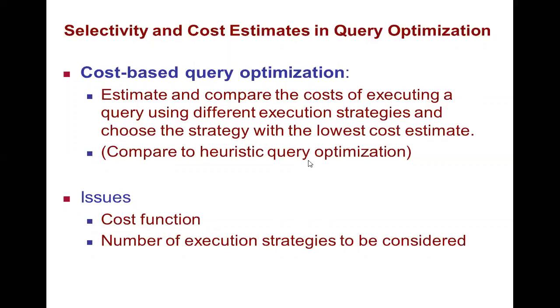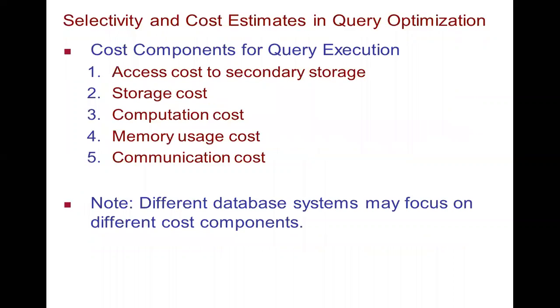Now the next one is the cost components. What components are involved in the query execution in terms of cost estimate? Here the first one is access cost to secondary storage, then we will discuss one by one. The second one is storage cost, then computation cost, memory usage cost, and communication cost. These are the major costs that are measured or evaluated in this particular method.